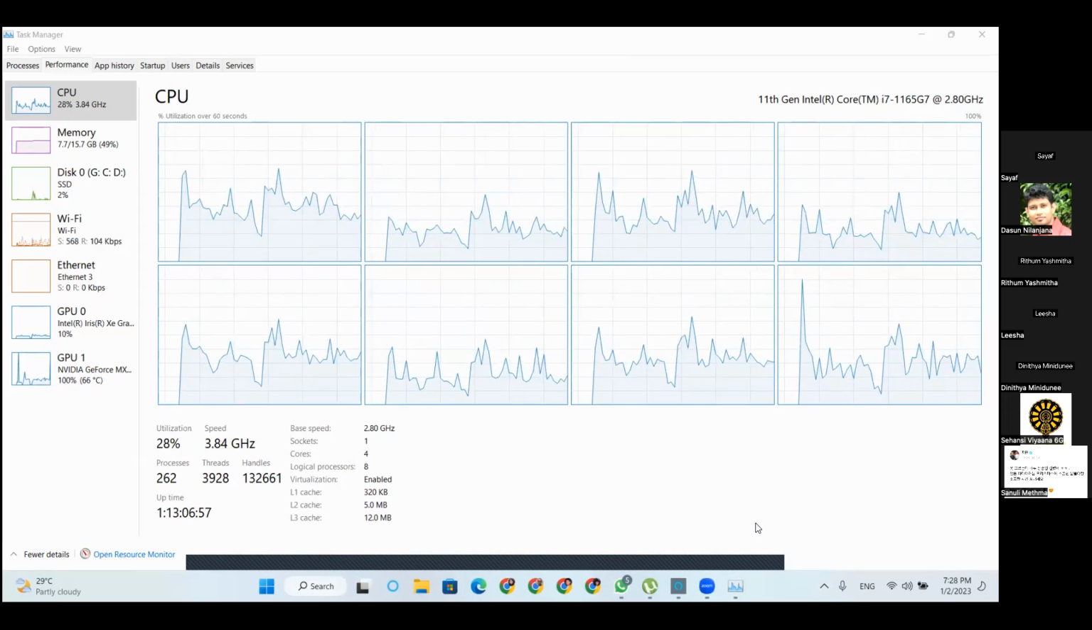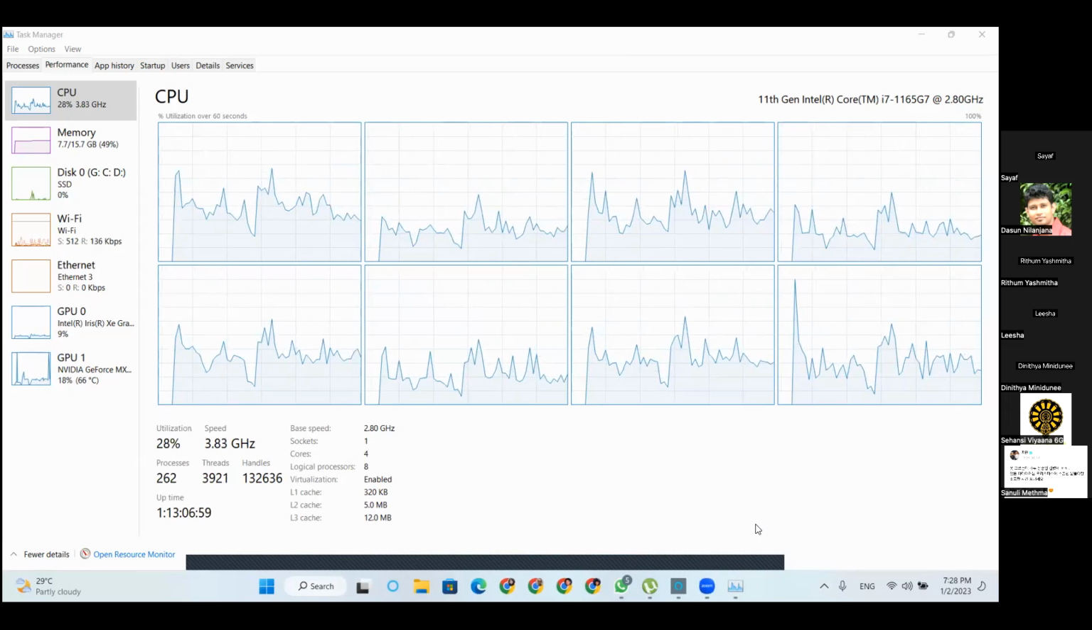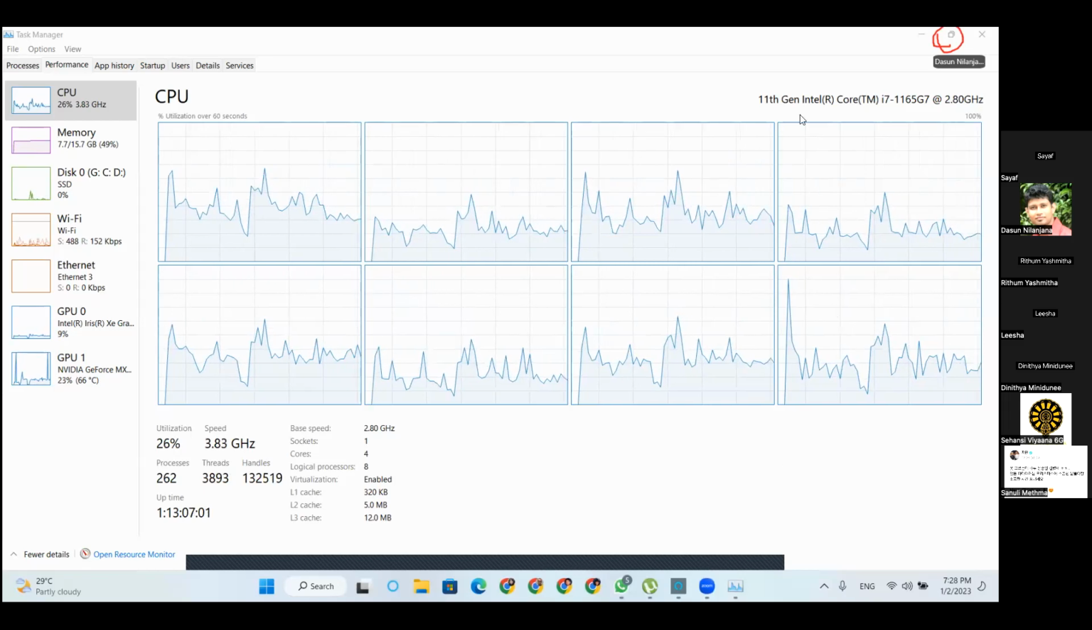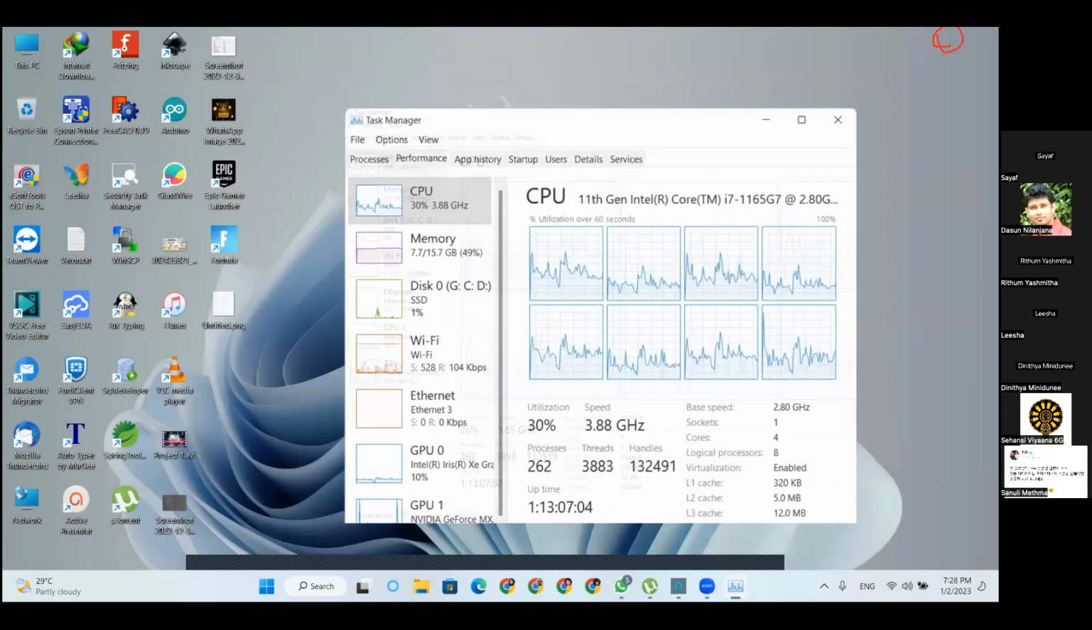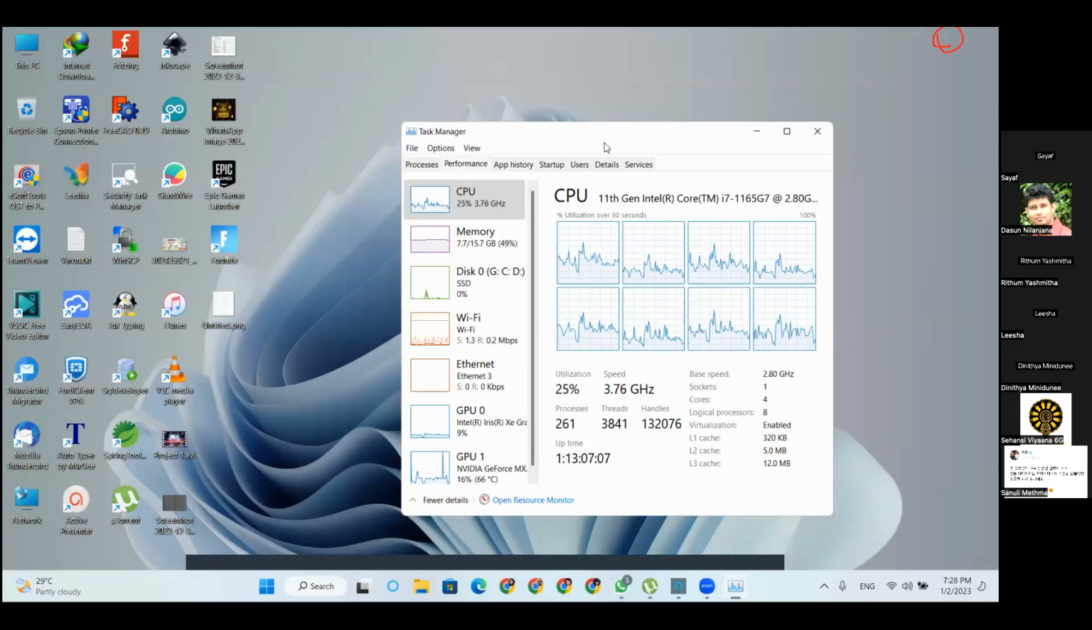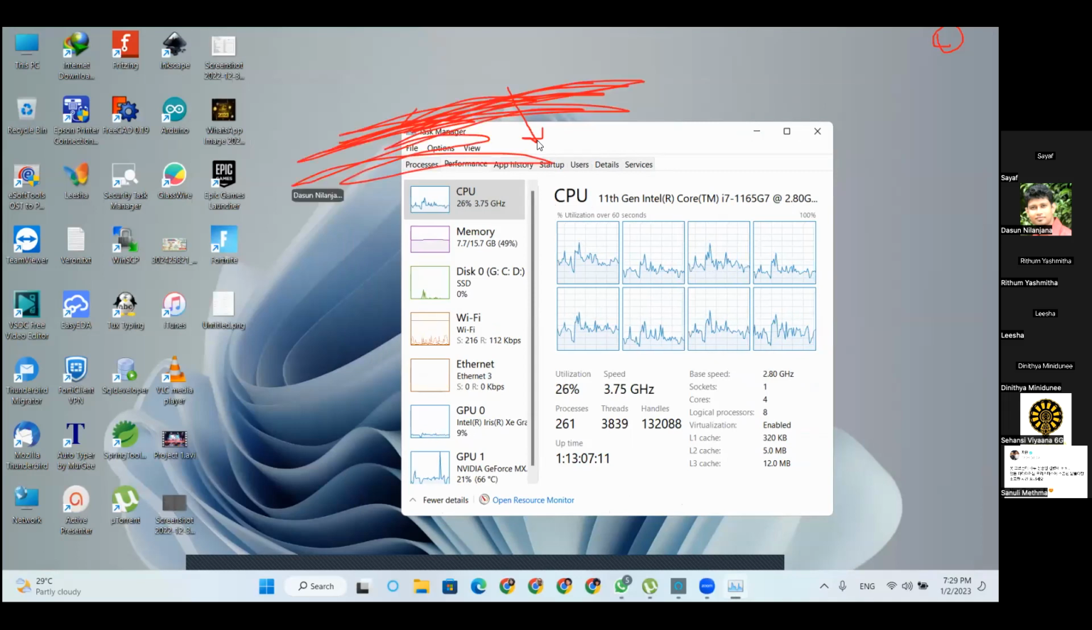Okay, let's do another small thing. Please restore down this window to the normal size. Then click on it and move it quickly to both sides. Just click on the window and move it both sides.